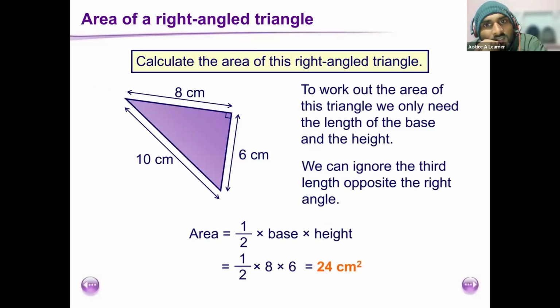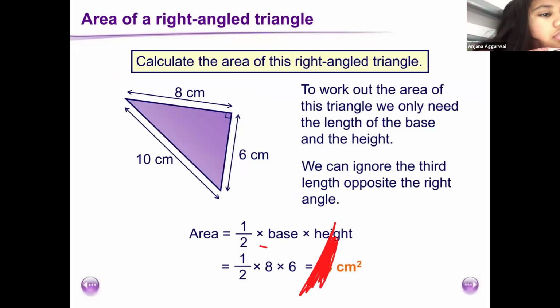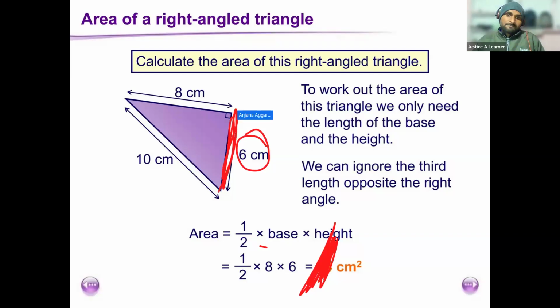Calculate the area of this right angle triangle. Why are there 3 numbers? One is unnecessary. We need the base, 6. And then which one is the height, this or this? You need to find it. Where is the 90 degree angle? Can you see that?